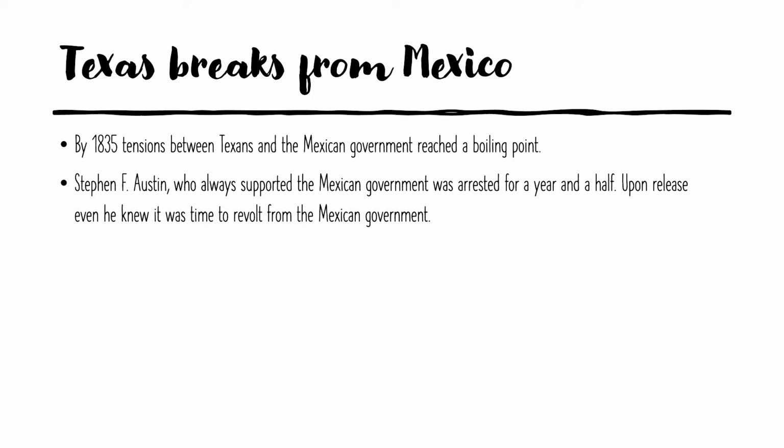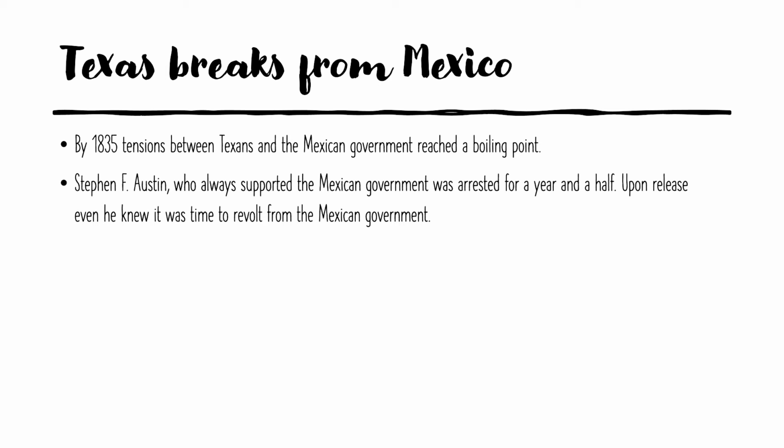Some people are like, yes, we need to fight. Some people are like, no. Stephen F. Austin is one of those guys that says no. And a lot of these Anglo Americans in Texas look up to Stephen F. Austin. He is like their idol. He brought them there for the most part, and started this whole process. So he actually ends up getting arrested, and we'll talk more in depth about why and all that, for a year and a half.